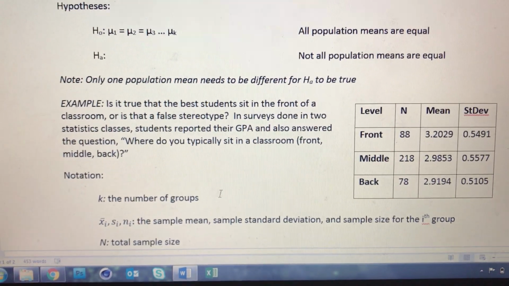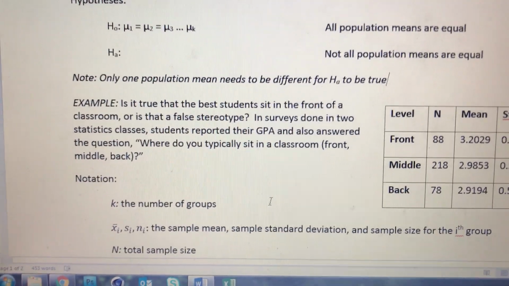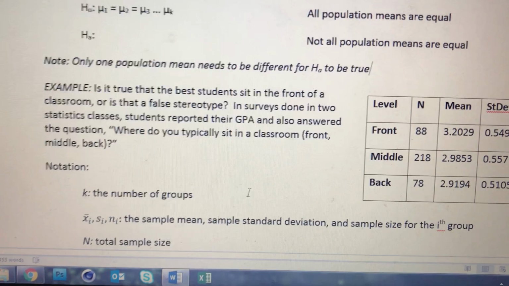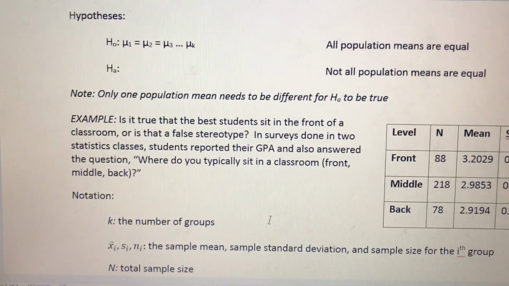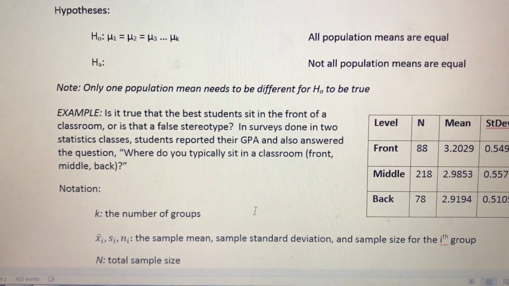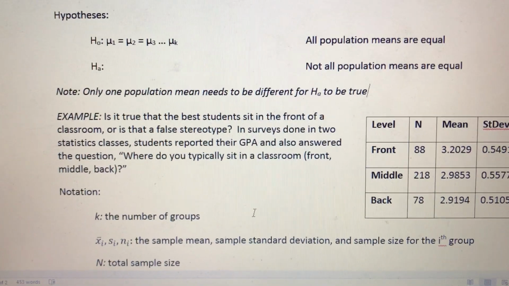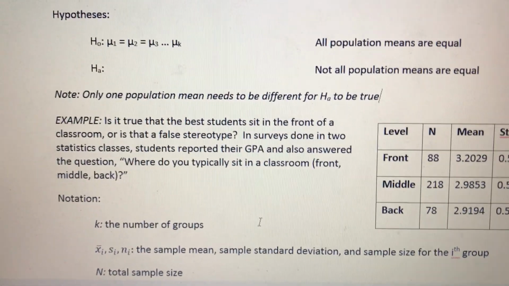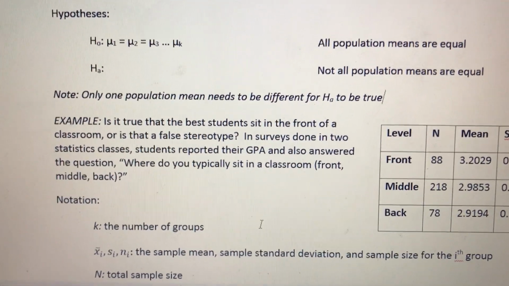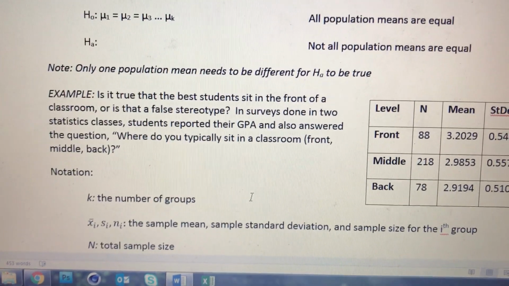The example that we'll use: is it true that the best students sit in the front of a classroom, or is that a false stereotype? If we were in class, I would ask the front section if that's true. They might say yeah. The back section, well, they might say yeah too. But we're going to run some numbers to see what we can say here.